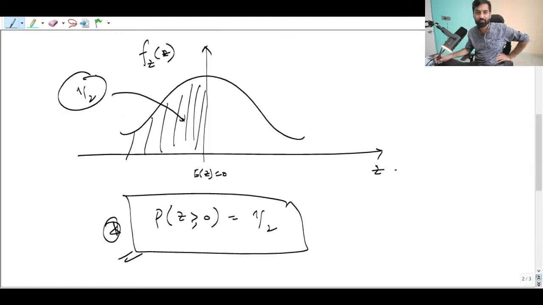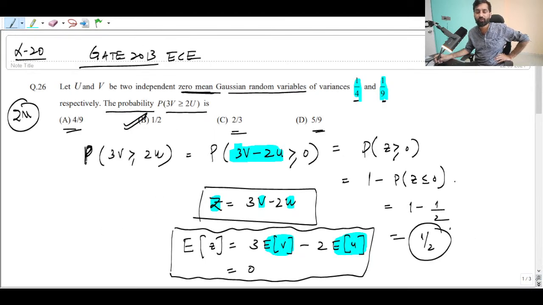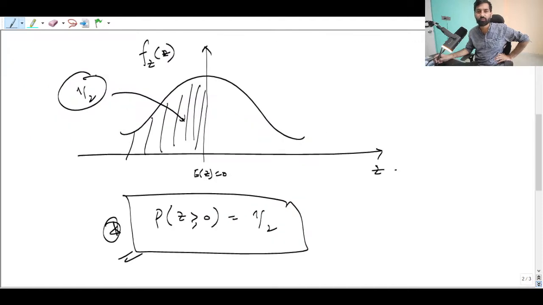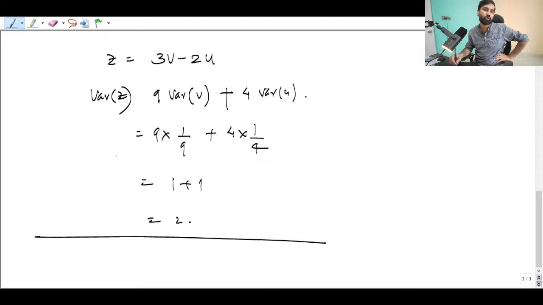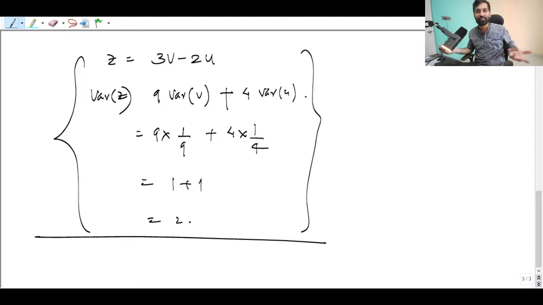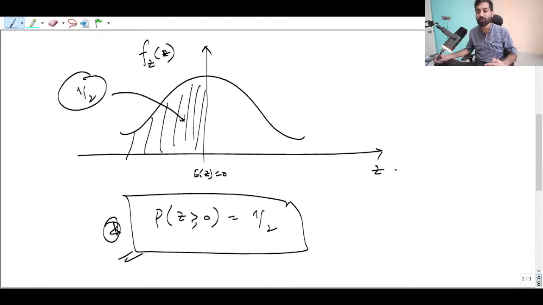Now 9 into variance of V, which is given as 1 by 9, I believe. Can we check that? Variance of V is 1 by 9 and variance of U is 1 by 4. They have given it in such a way that it becomes 1 plus 1, which is 2. So you got the variance as 2. So nothing is going to happen, right? In this question, they are asking to compute the probability.